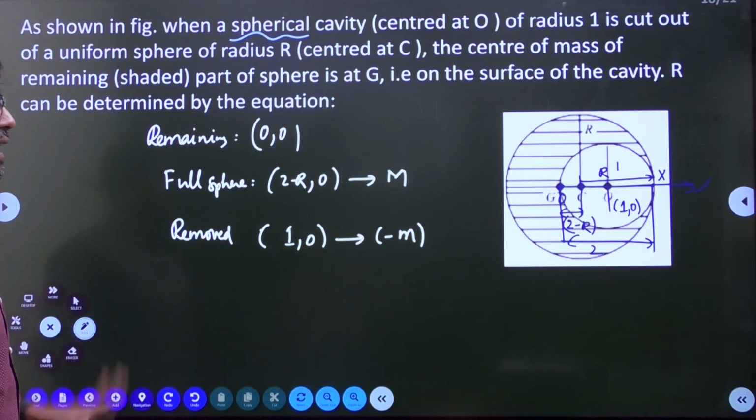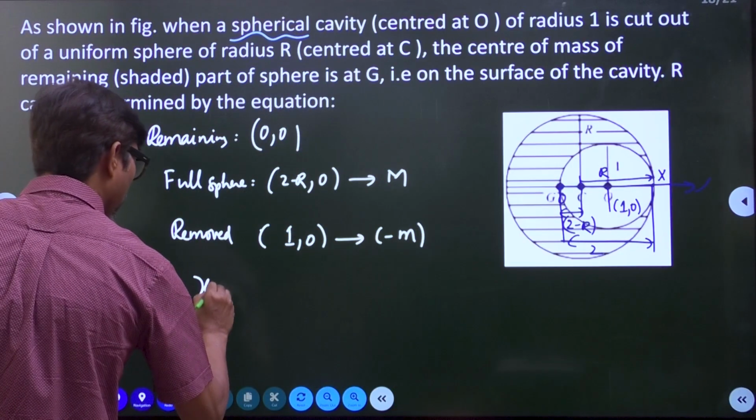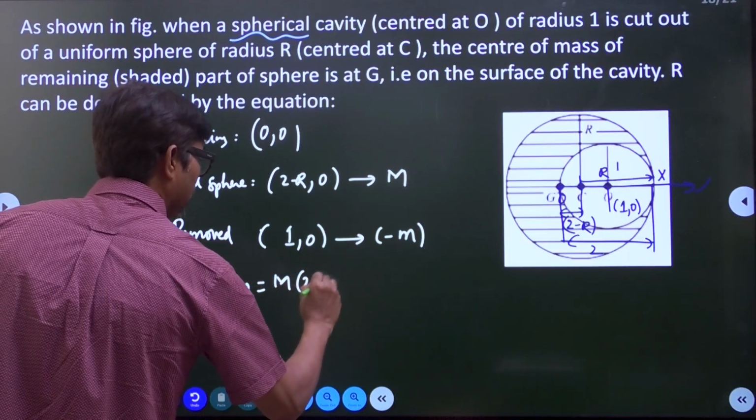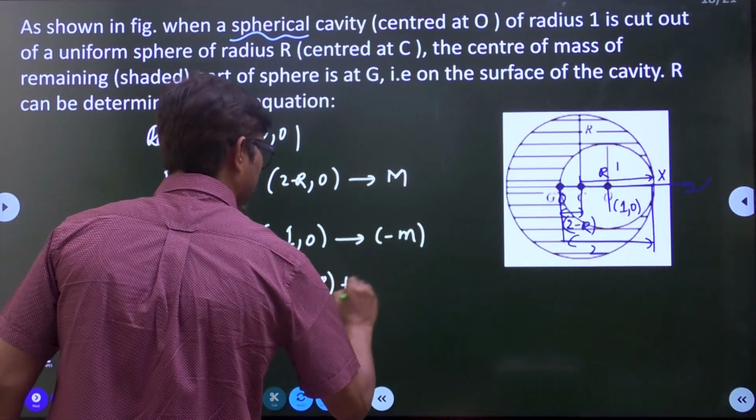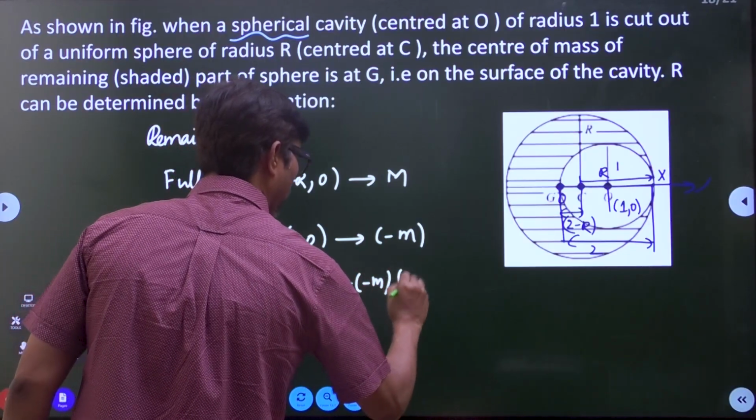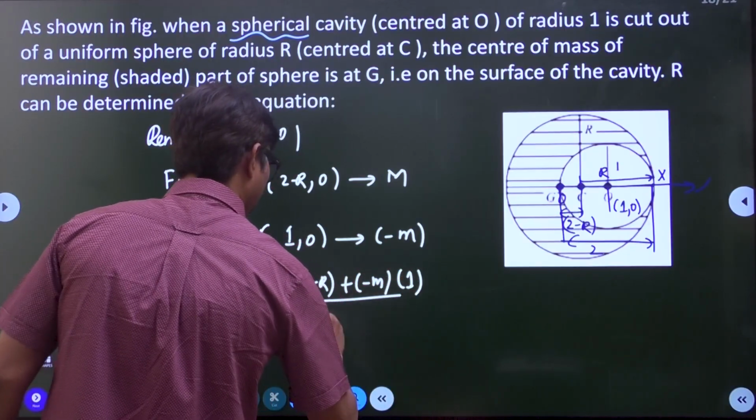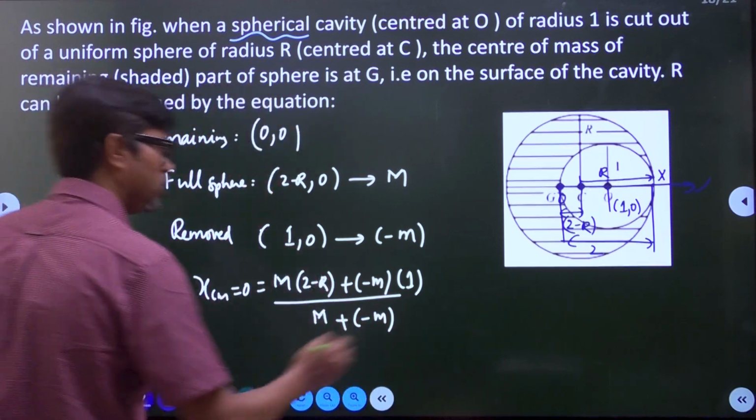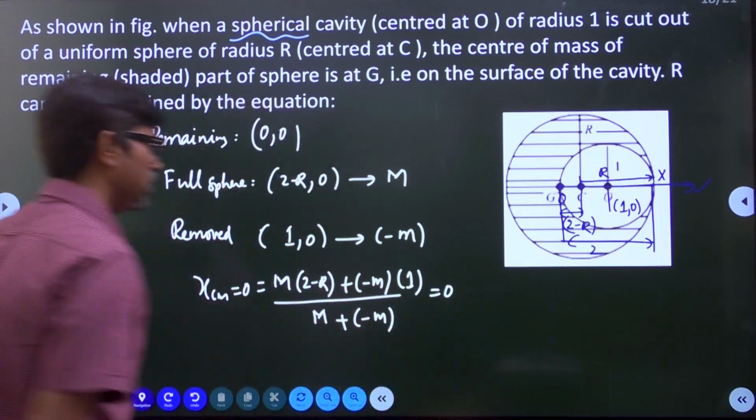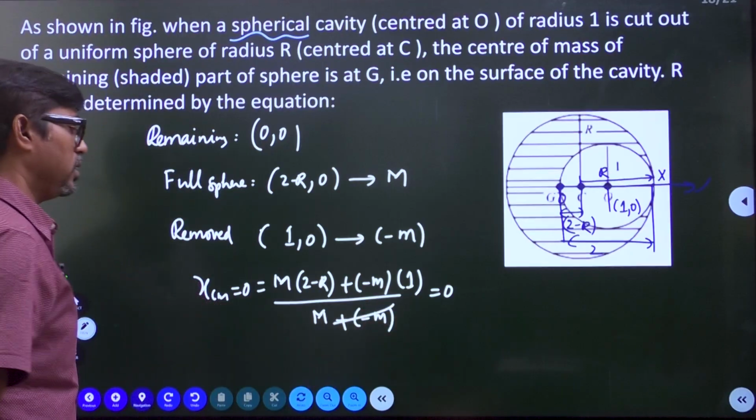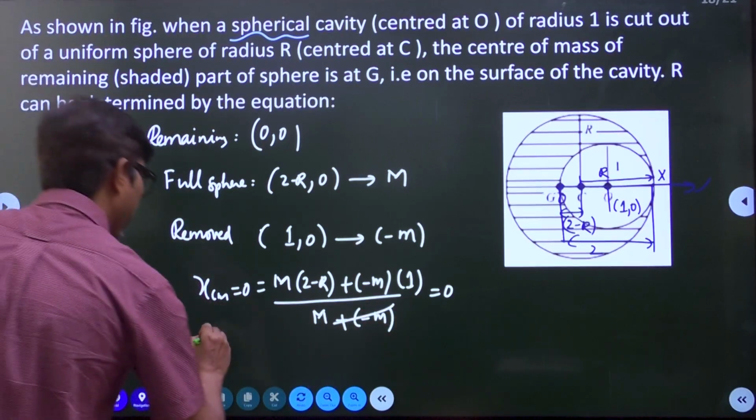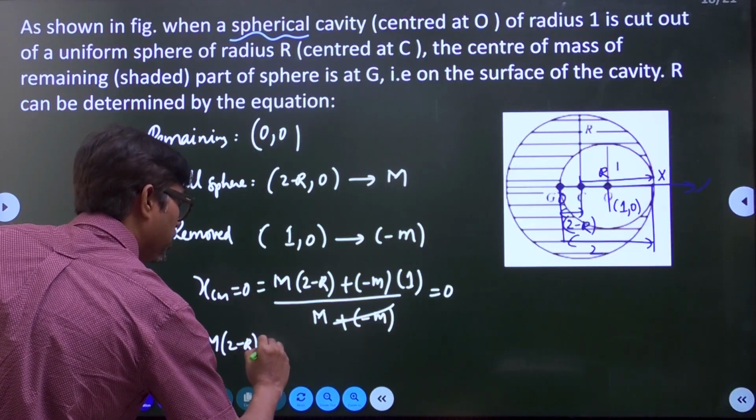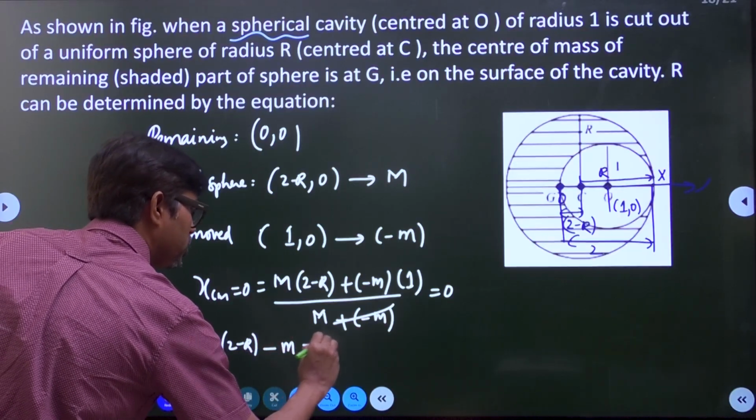Then we want to find xcm, which is 0, equal to capital M into (2 minus r) plus (minus small m) into 1, whole divided by capital M plus (minus small m). But xcm 0 means the numerator is 0. All right. So you can take this off there. Then what do I get? Capital M into (2 minus r) minus m equals 0.